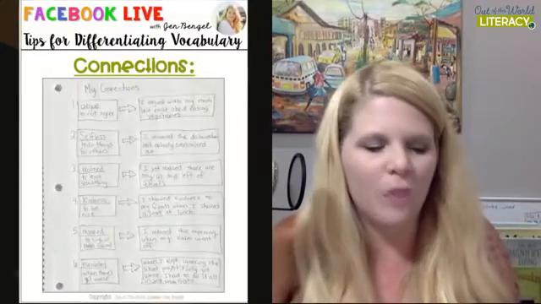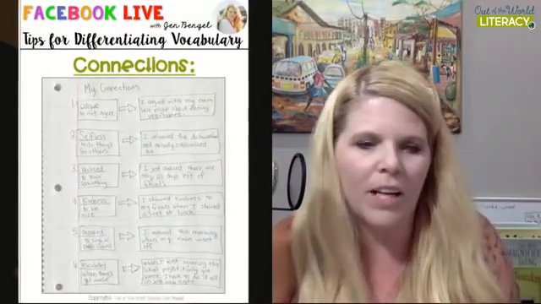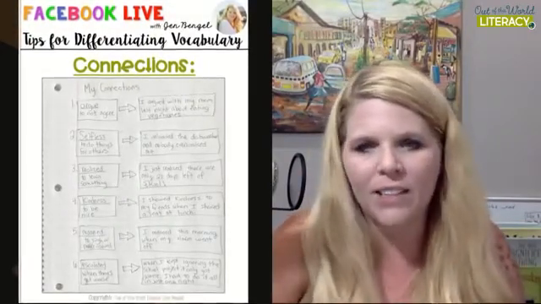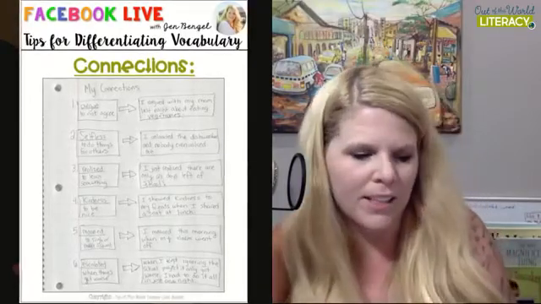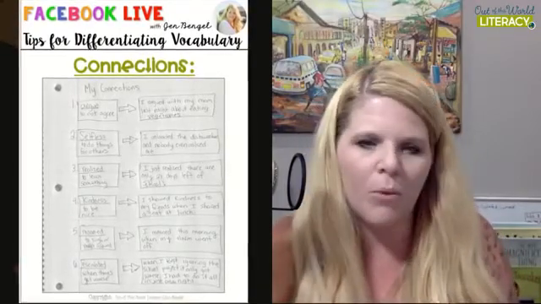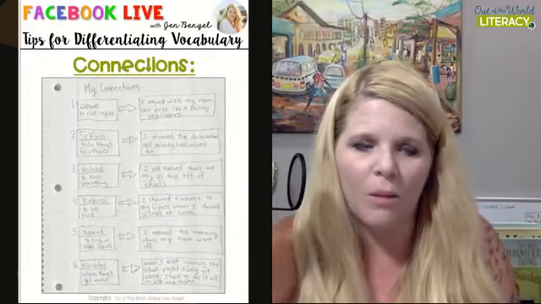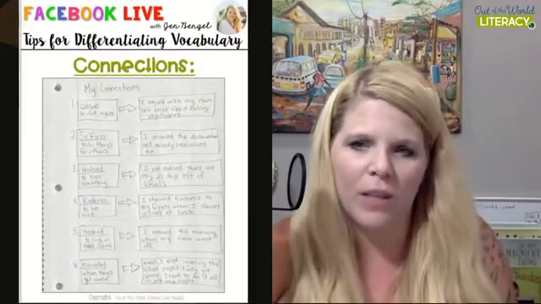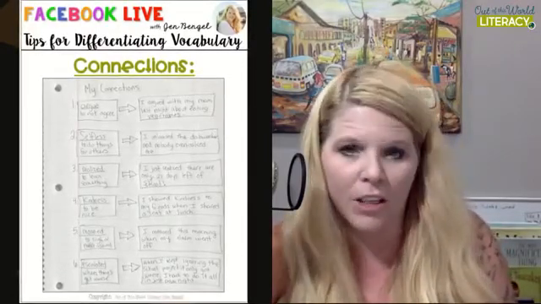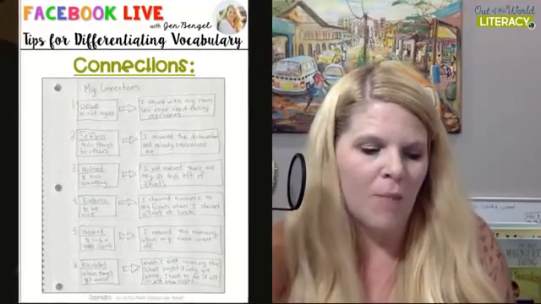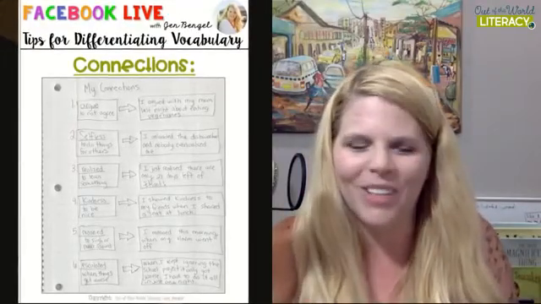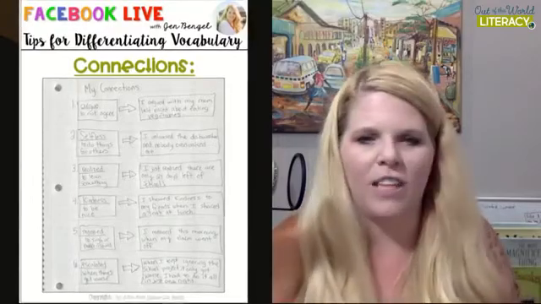Another one you can do with connecting them with the words is you can have them do a web kind of like this. And again, I'm going to give you all these examples in a link in a second. But you can have them put the word and the definition in one little box and then make a connection to it. Like the first example, argue: to not agree. I argued with my mom last night about eating vegetables. So you can have them make connections that way too.